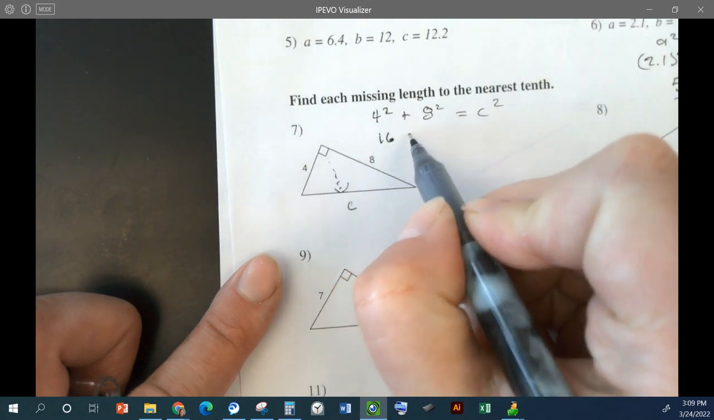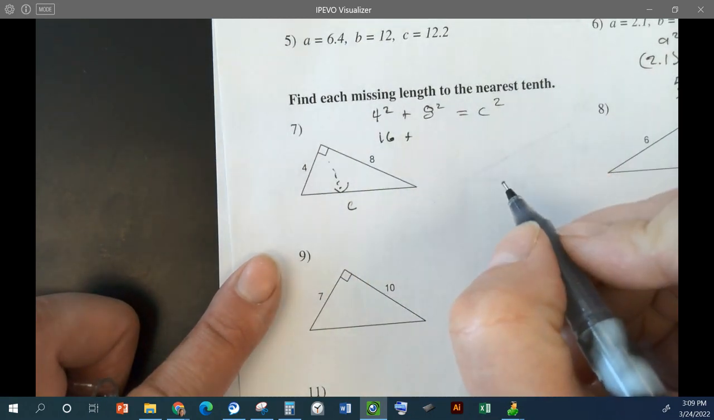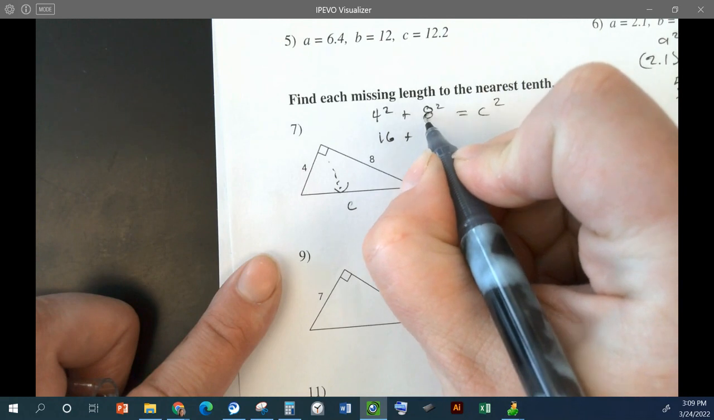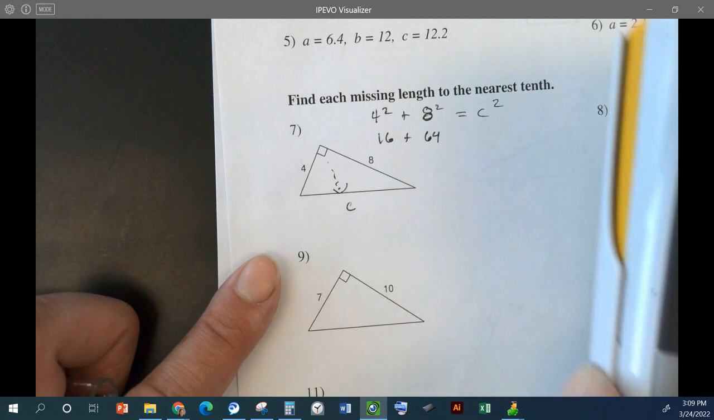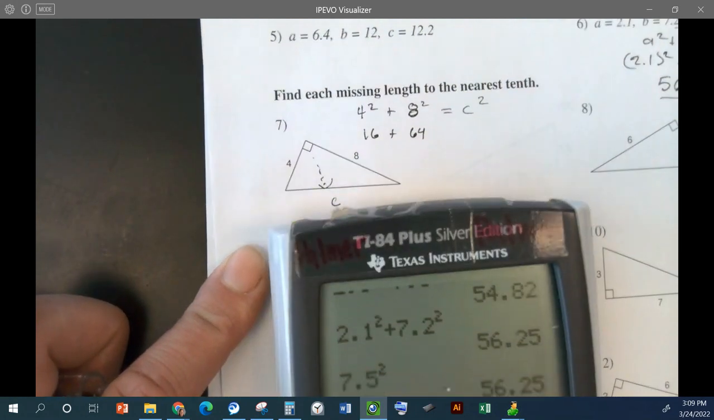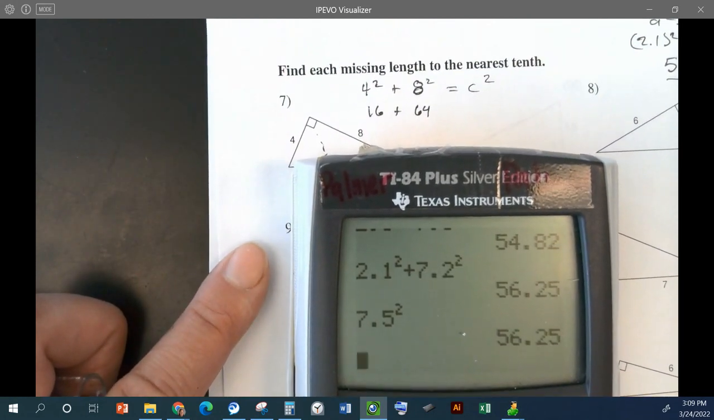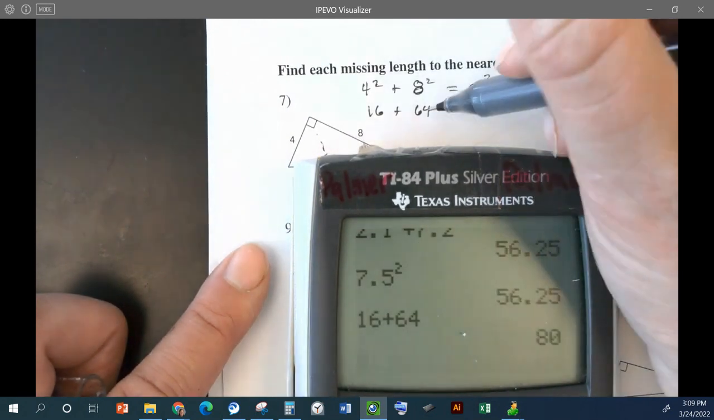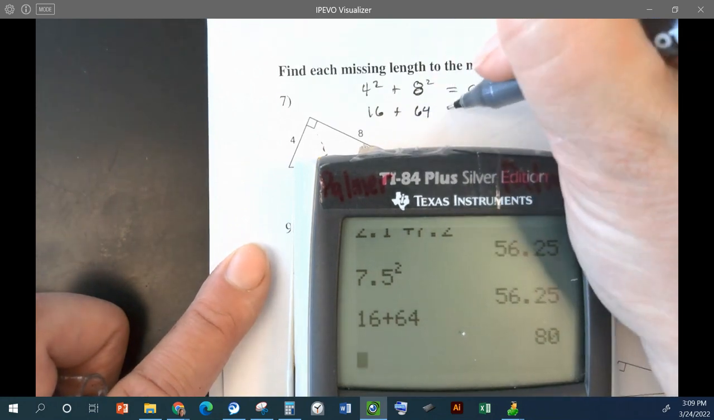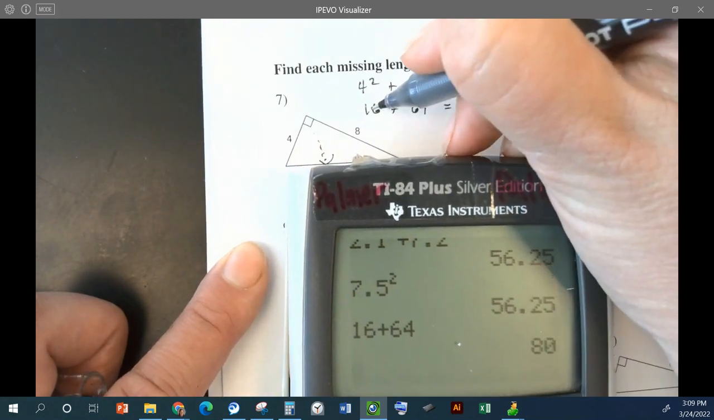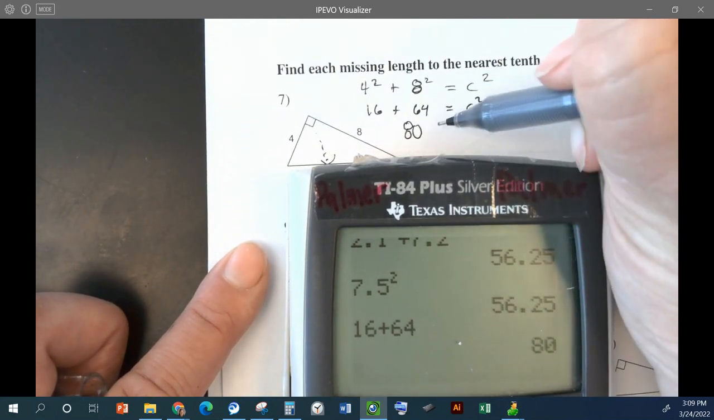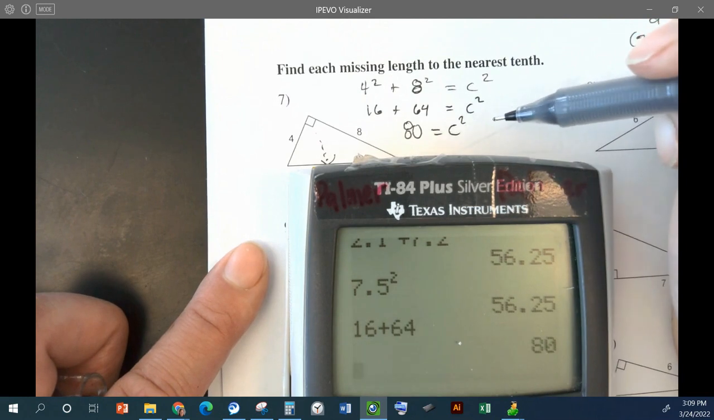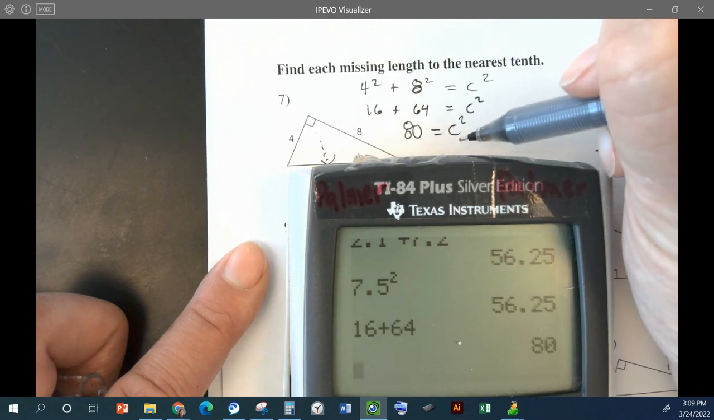So yep, 16, and then what's 8 squared? 8 times 8 is, I think it's 64. And then we're going to add those. If you can add them in your head, you're just going to be faster than me. 16 plus 64 gives us 80. So on this side, we still have C squared. Now we have 16 plus 64, that gives us 80 over here, and we have C squared over here. So we've got to solve for C squared.